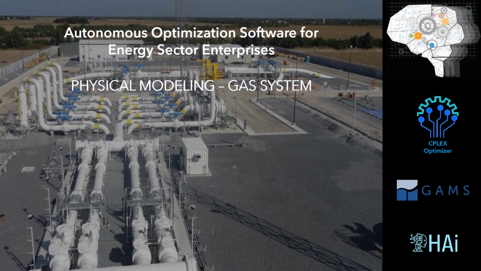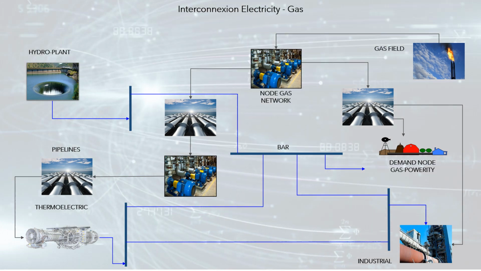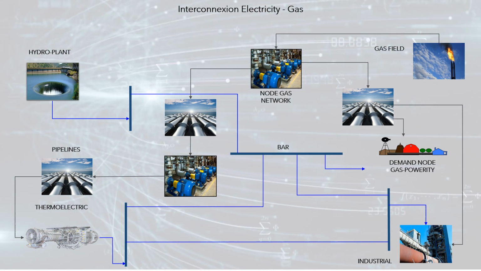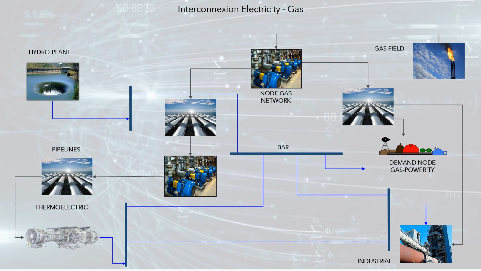Natural gas system physical modeling. High gas describes the process of supply and demand of natural gas. From this point of view, its integration with the electricity system determines the economic equilibrium of electricity-gas markets.